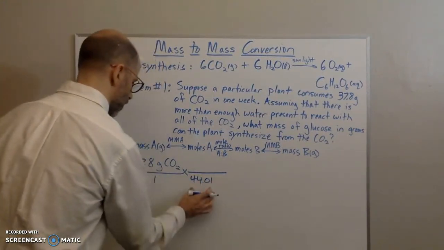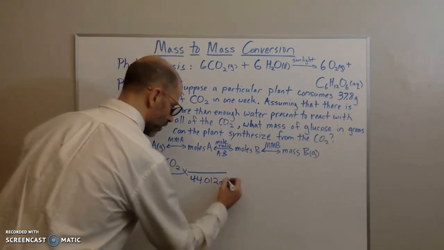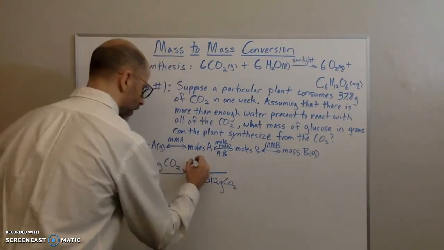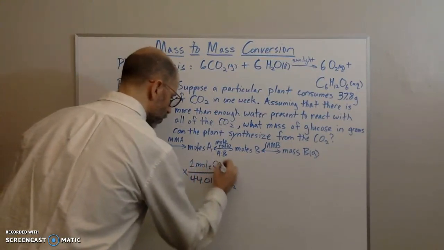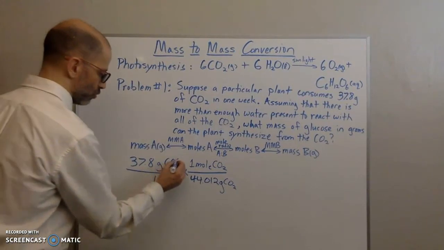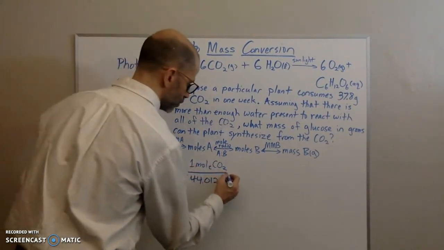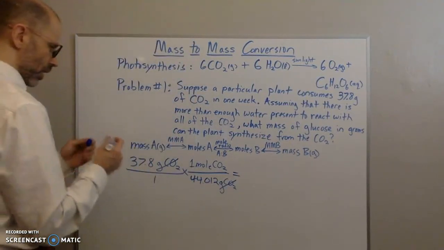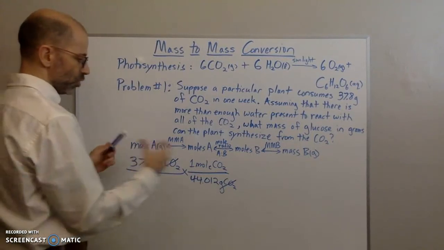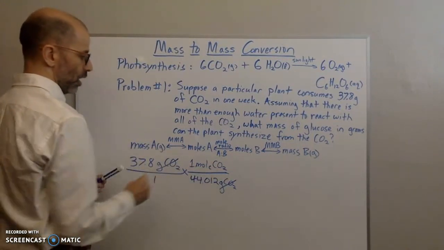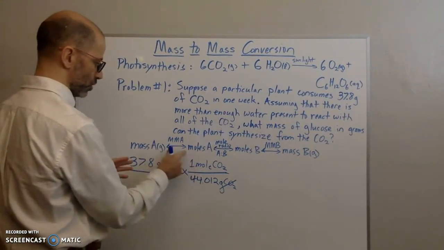Okay, so there's our grams of CO2, and that's going to be moles, 1 mole of CO2 on top. So the grams of CO2 are going to cancel out, leaving moles. And so there you have your mole. Oops, we don't need an equal sign there. But so now we have moles. So that's the first step. So now we've gone from mass to moles using the molar mass.